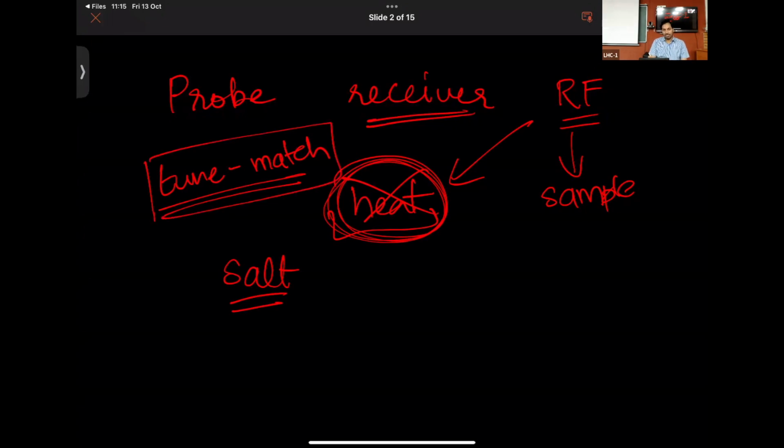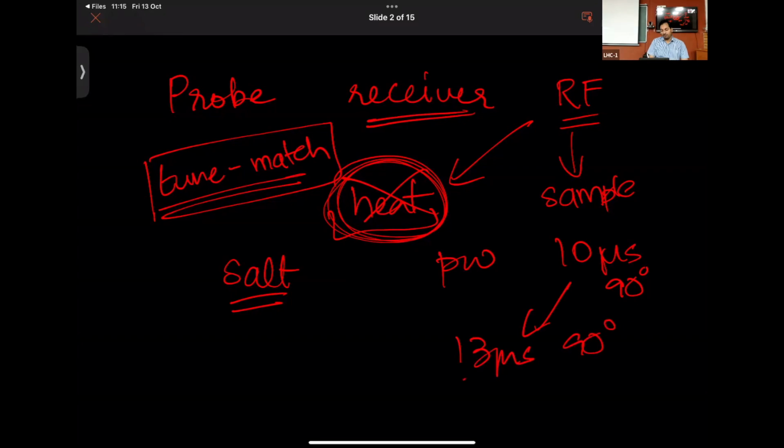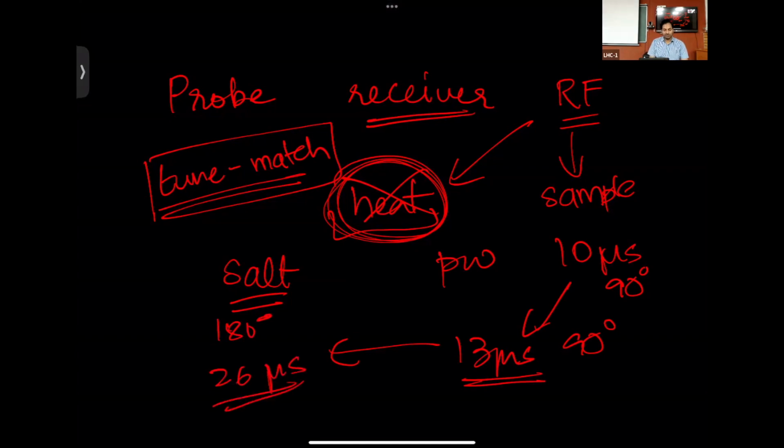But as you start increasing the salt concentration, it becomes more and more difficult for the probe to get reasonably tuned and matched. And therefore, when the probe is not reasonably tuned and matched, your pulse widths, whichever previously was 10 microseconds for a 90-degree pulse, might start to go to something like 13 microseconds. I'm just giving an idea. When the 90 degrees is 13 microseconds, the 180 degrees becomes something like 26 microseconds, which is really long. There are off-resonance effects that come in, and a lot of other factors start to come in.